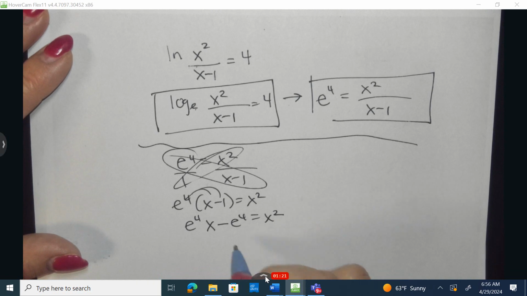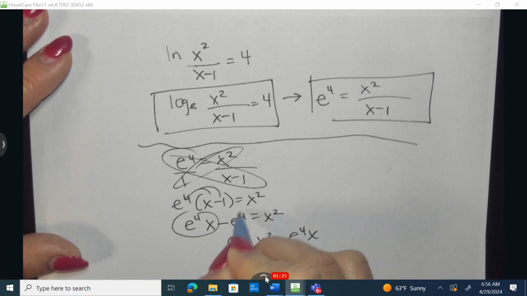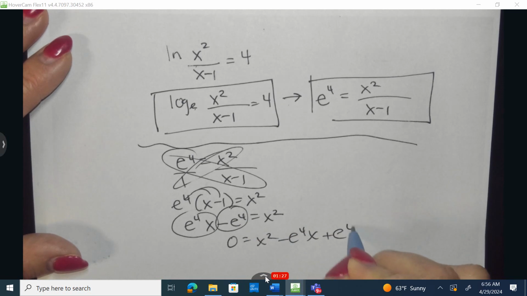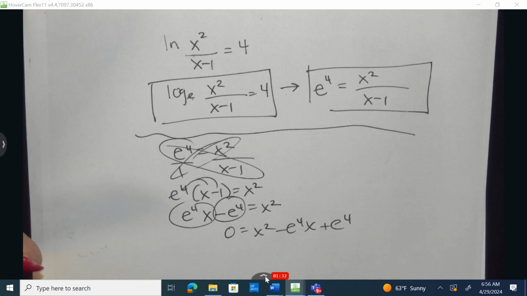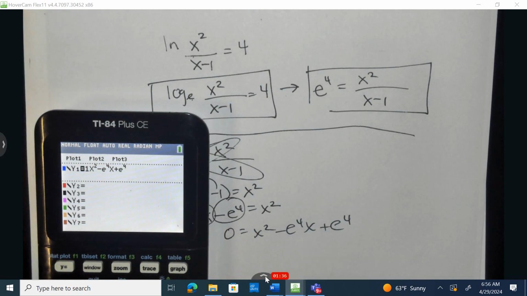Now let's put everything on the side with the x squared. So when I move this over, it becomes negative, and when I move this over, it becomes positive. And what I recognize here is that I have a quadratic equation. So I'm going to go up here and type in this quadratic equation as I have done.